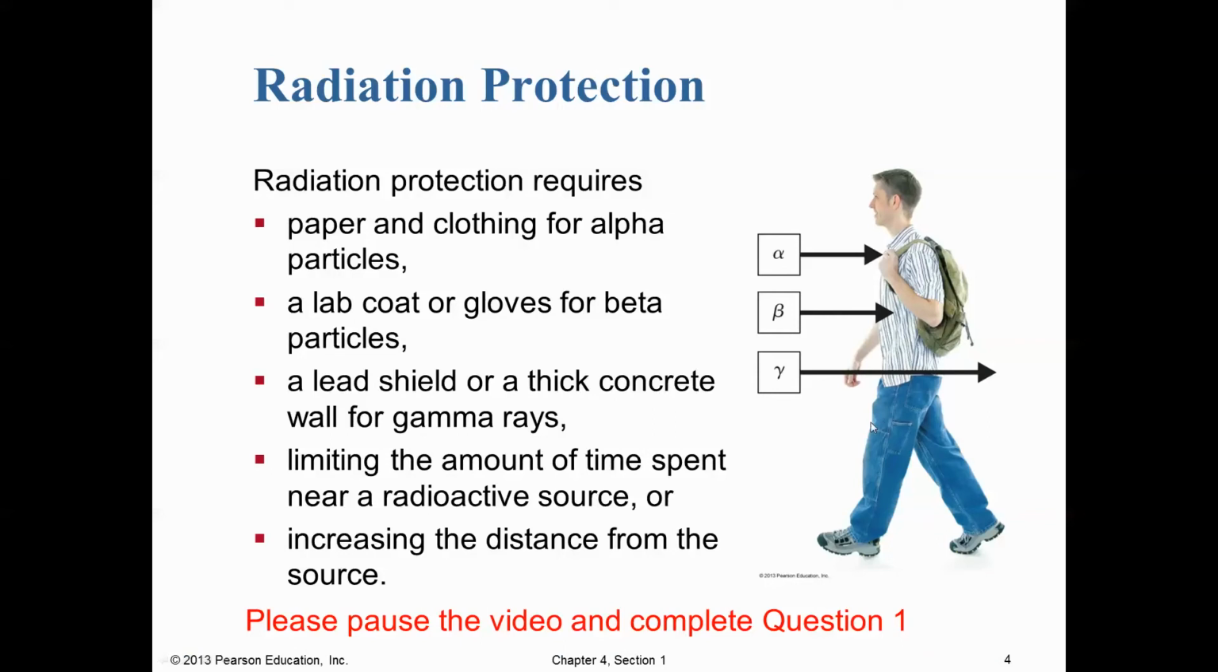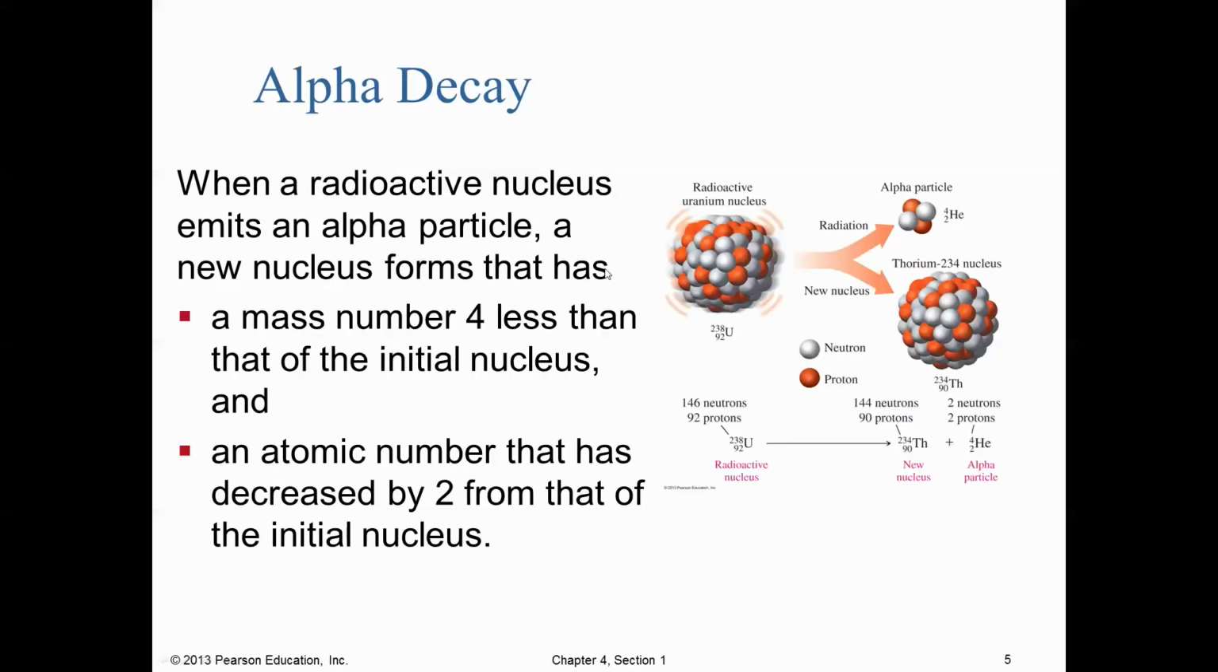Welcome back, everyone. We are now going to talk in more detail about these different types of radiation and also talk about how to balance nuclear equations. That's one of the things you'll be expected to do in this chapter. So let's start out with alpha decay. This occurs when we have a really big nucleus.